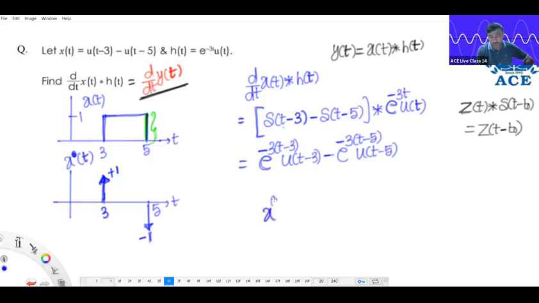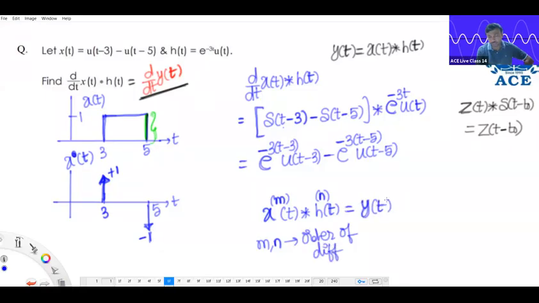Of course, we can generalize the property like this: x^(m)(t) convolved with h^(n)(t). Input differentiated m times, system differentiated n times. Output is differentiated how many number of times, sir? Input m times, system n times means output is differentiated m plus n times.